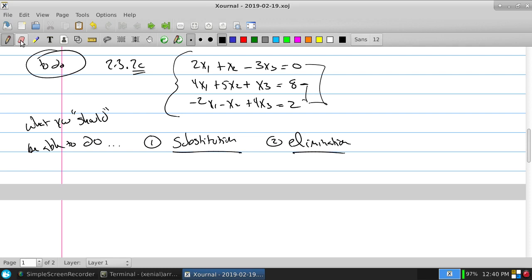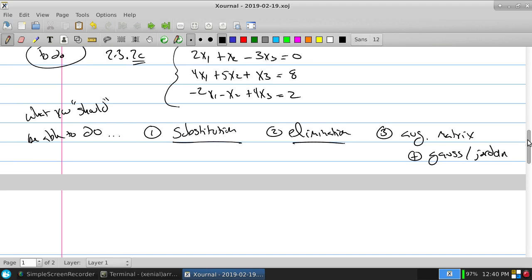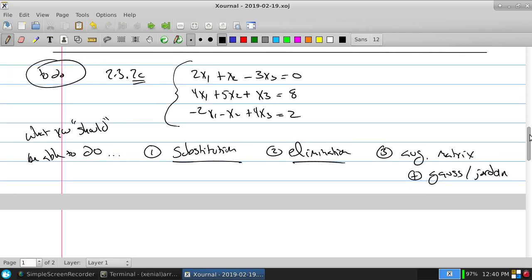What are the other things we should be able to do to solve it? Three, we should be able to do an augmented matrix, plus Gauss or Gauss-Jordan. Do Gaussian elimination on the augmented matrix, it's another thing we should be able to do. Make sure that you're able to do all three of those, because this will be on the exam. You're going to have to be able to do them all.